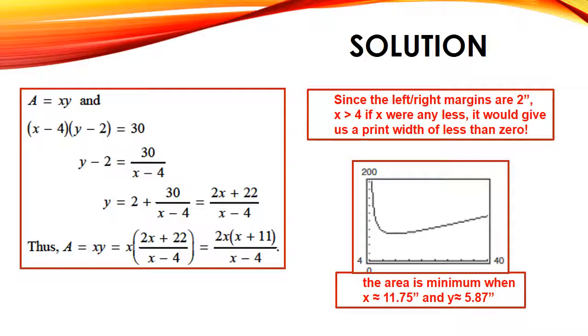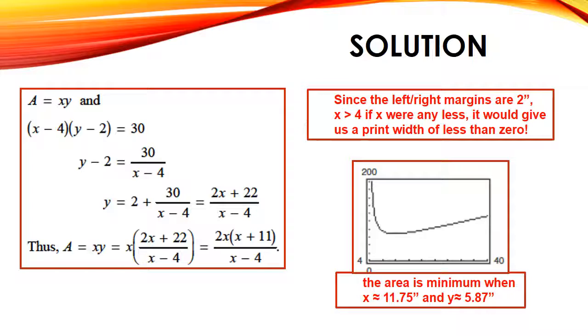Okay, there was a lot to this. We know that the area is xy, and we know that the print area is 30. In other words, x minus 4 times y minus 2 is 30. So solving for y, we get y minus 2 is 30 over x minus 4, and then we added 2. And then what they did there is they combined the 2 plus 30 over x minus 4. They gave it the common denominator of x minus 4 and combined it into one fraction.